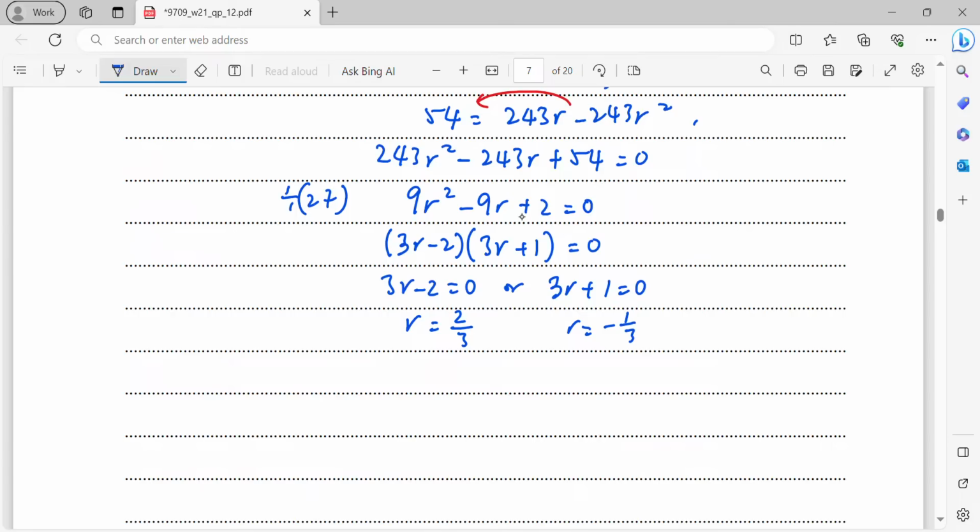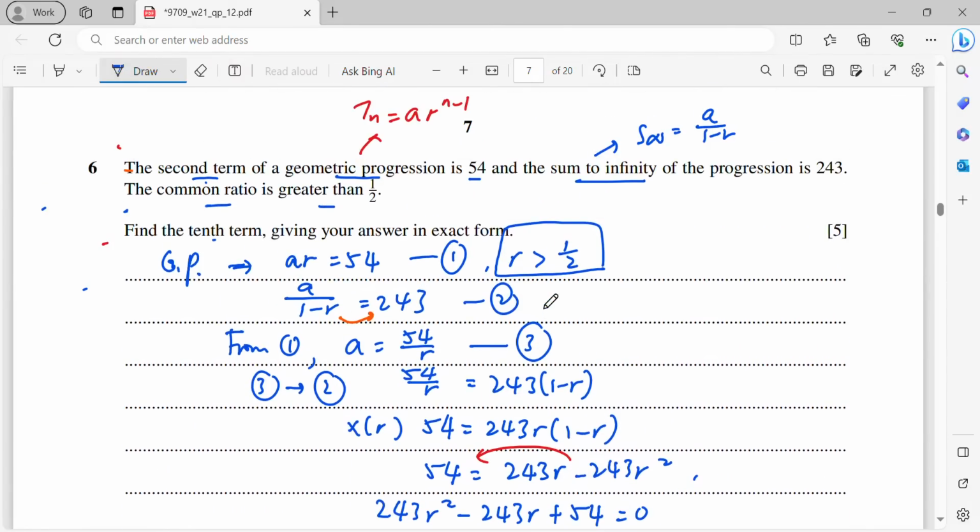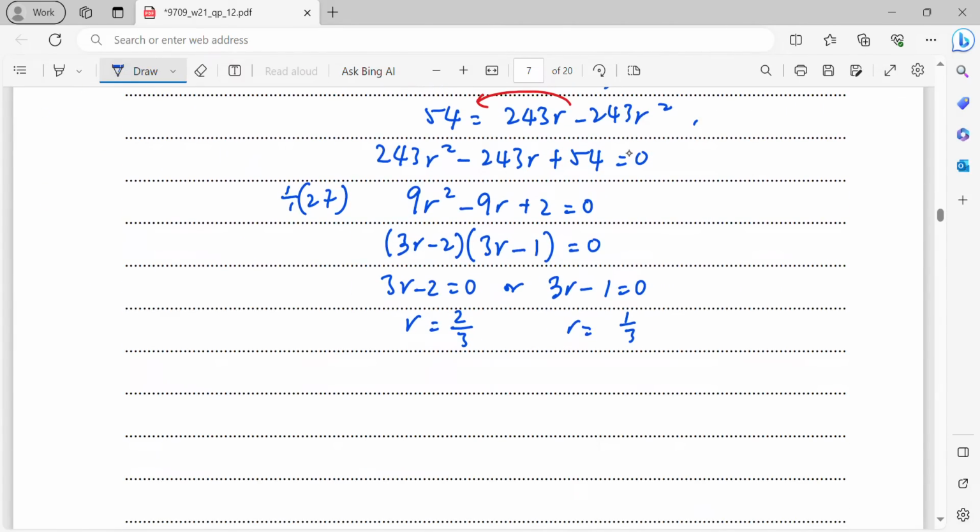when you factorize, this should be negative. Then you'll be getting both positive r. But then, it's mentioned that r must be greater than half. So when r is greater than half, we cannot accept 1 over 3. So given r greater than half, therefore r must be 2 over 3.